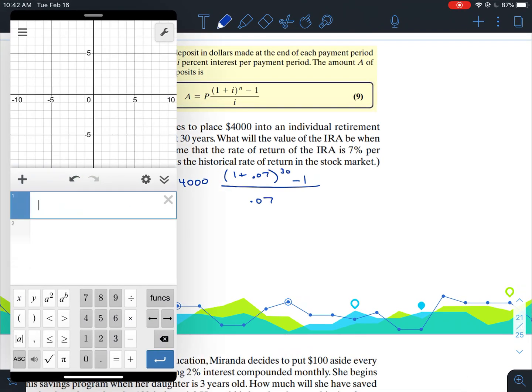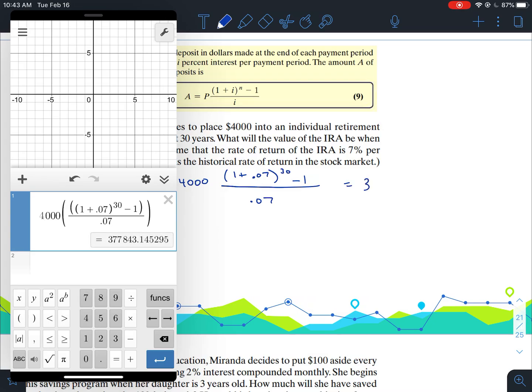So at the end of 30 years, he'll have 4,000 times, and then we have 1 plus 0.07 raised to the 30th, then minus 1, and then divided by 0.07, and we get $377,843, and we'll round that up to 15 cents.